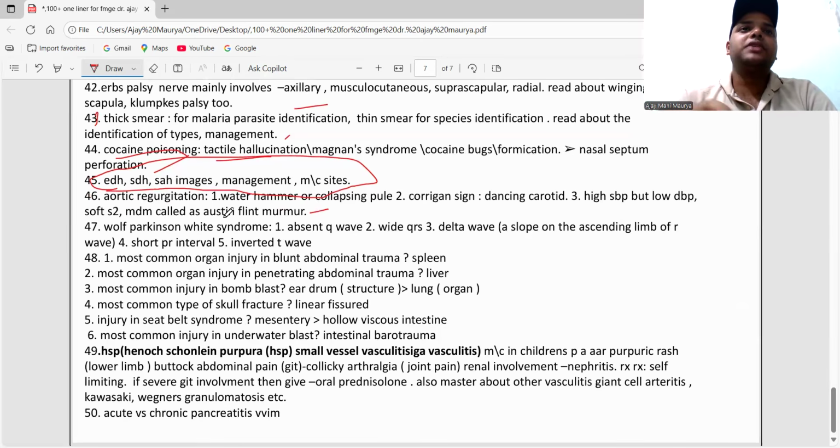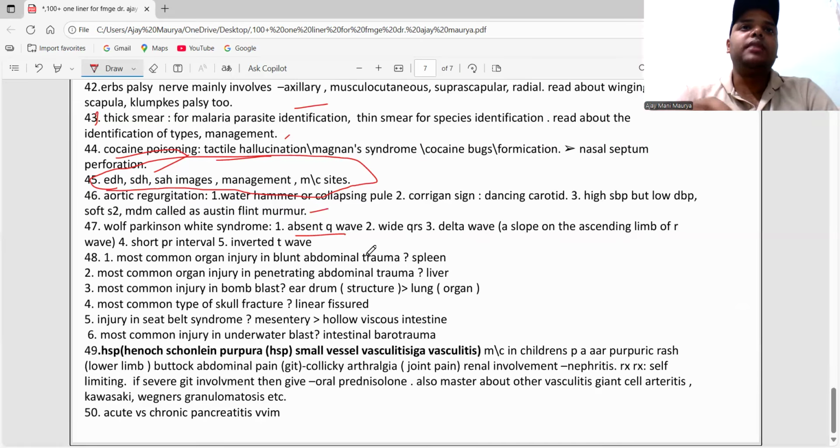Next one, Wolff-Parkinson-White syndrome. What happens? There is an absent Q wave, a wide QRS, and there is a delta wave, that's a slope on the ascending limb of the R wave, a short PR interval, and inverted T wave. These all help to diagnose Wolff-Parkinson-White syndrome. Try to correlate with the images.